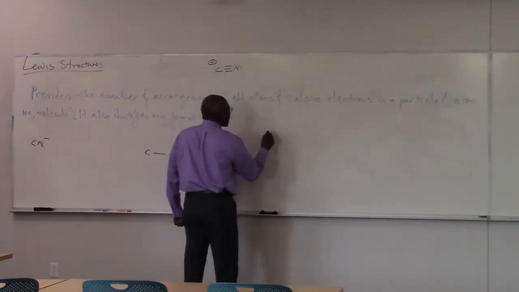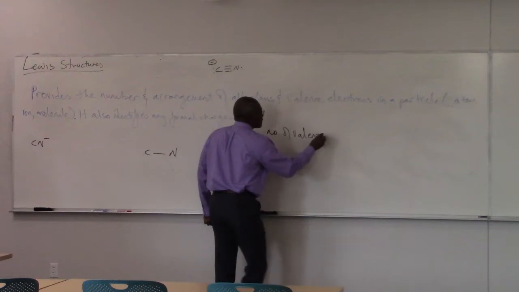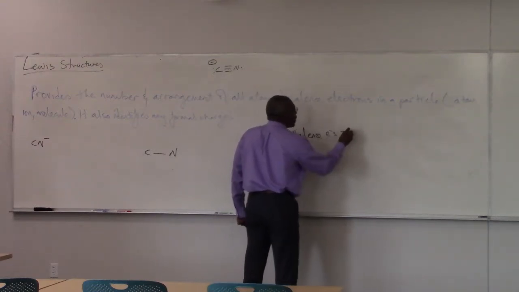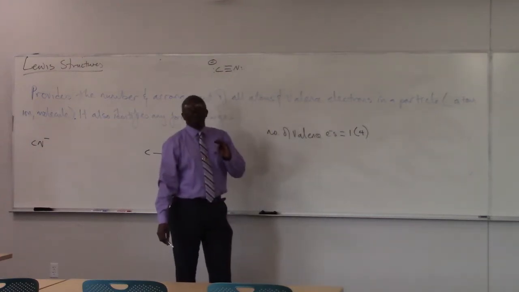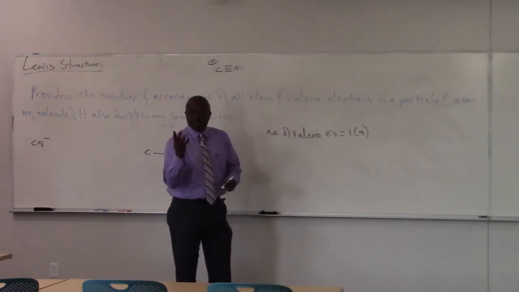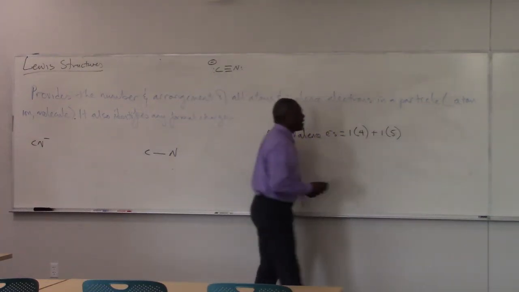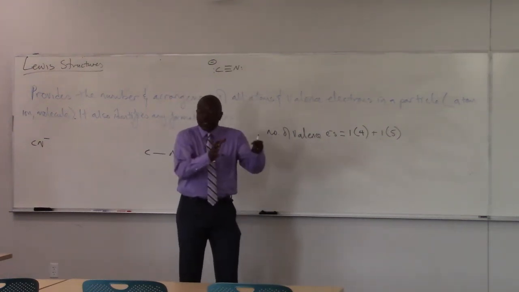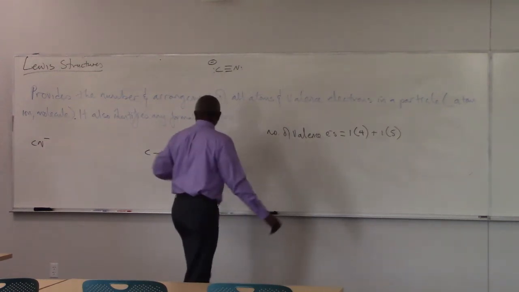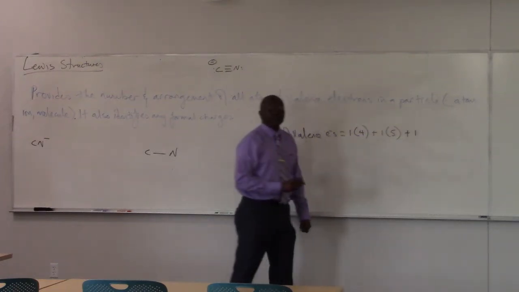So, for carbon, the number of valence electrons is going to be equal to 1 times 4. Carbon is in group number 4, so it's got 4 valence electrons. Plus 1 times 5. Nitrogen is in group 5, so it has 5 valence electrons. So I'm just counting, doing an inventory. And there's a 1 minus charge, so plus 1 for the negative charge.